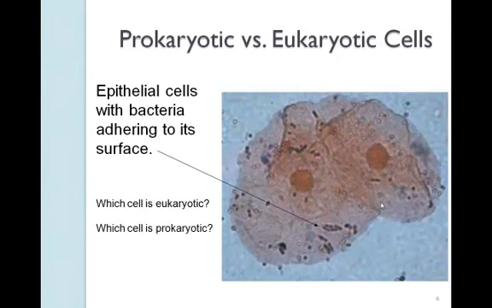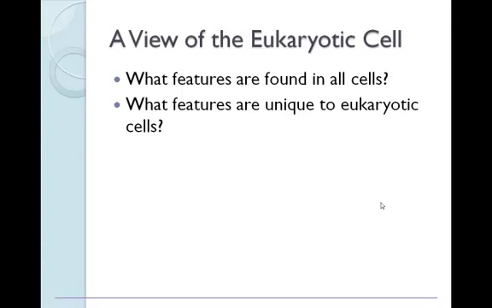This slide is a photograph of eukaryotic cells. Actually, they are epithelial cells that are found on the inside of our mouth, with bacteria clinging to them. This is a good view of the size difference of eukaryotic versus prokaryotic cells. And don't worry about having bacteria in your mouth. That's perfectly normal.